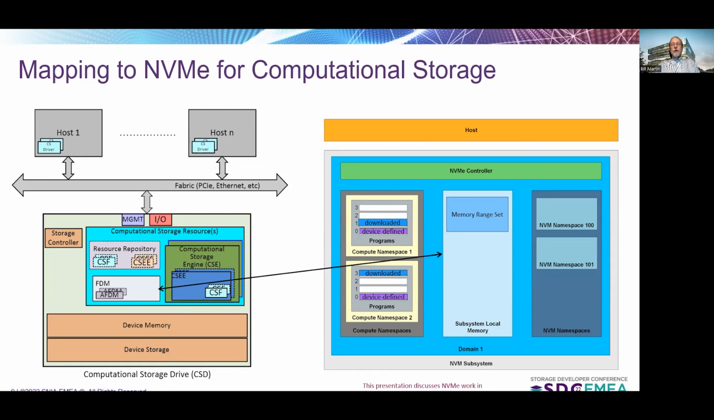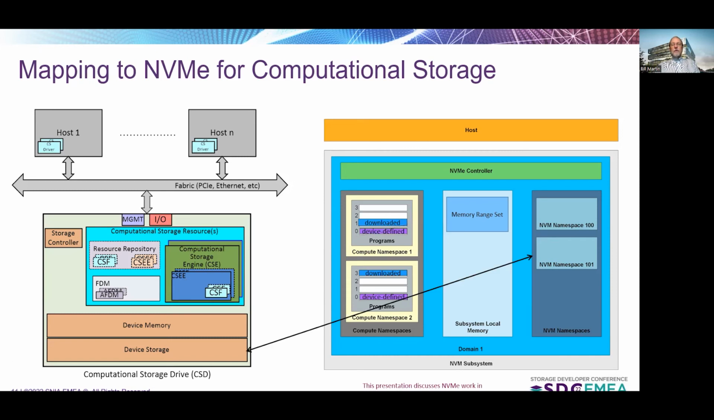Next, we have the function data memory. As I said, this maps to the subsystem local memory. The AFDM maps to something called memory range sets within the NVMe model. These memory range sets are a construct that are created on a per compute namespace basis, and they identify ranges of the subsystem local memory that are to be used by a specific instance of a program within that compute namespace.